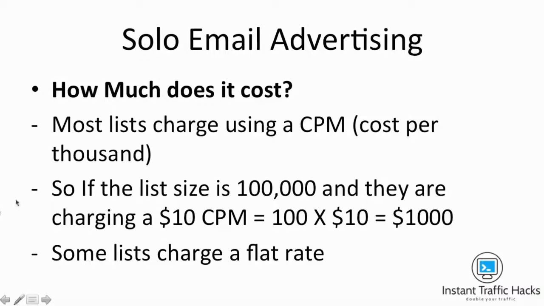How I can figure out what it's going to cost me is I take 100, so 100,000. Again, this is cost per 1,000, so 100 times $10 gives me the amount it's going to cost me. All right, that's an easy way. It's easy to calculate, but that's how much it's going to cost me to mail to 100,000 subscribers.